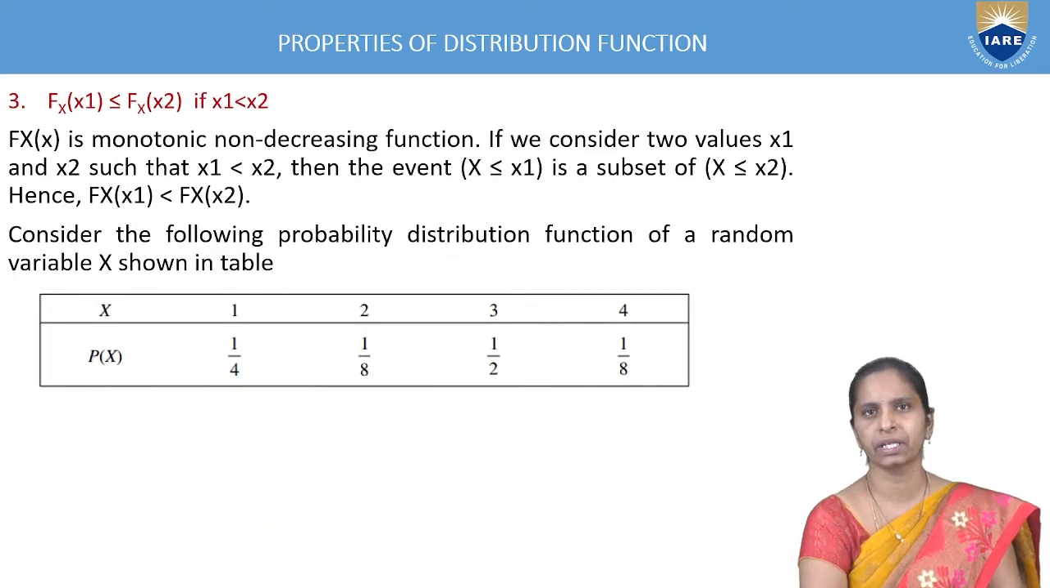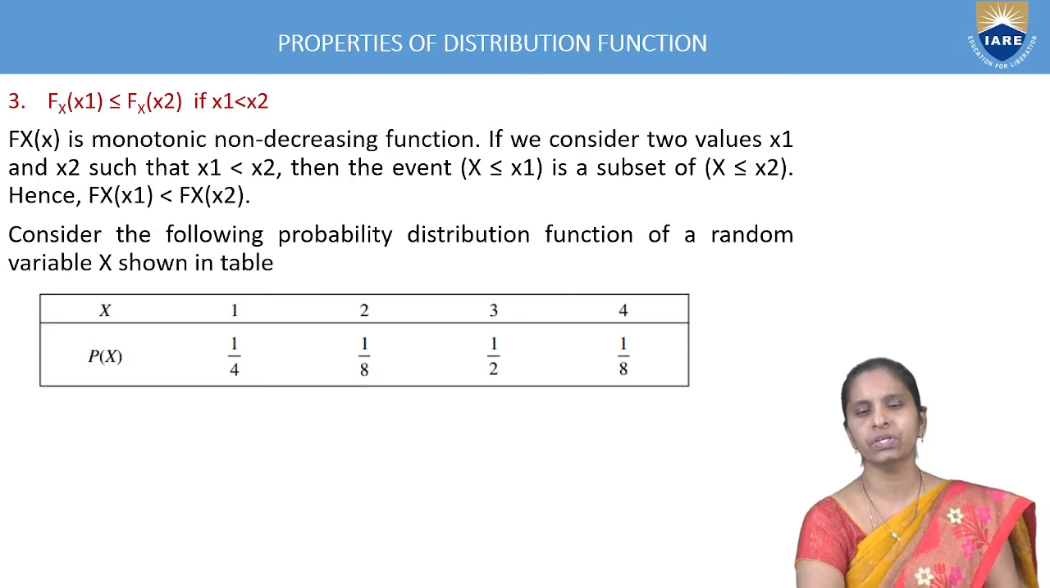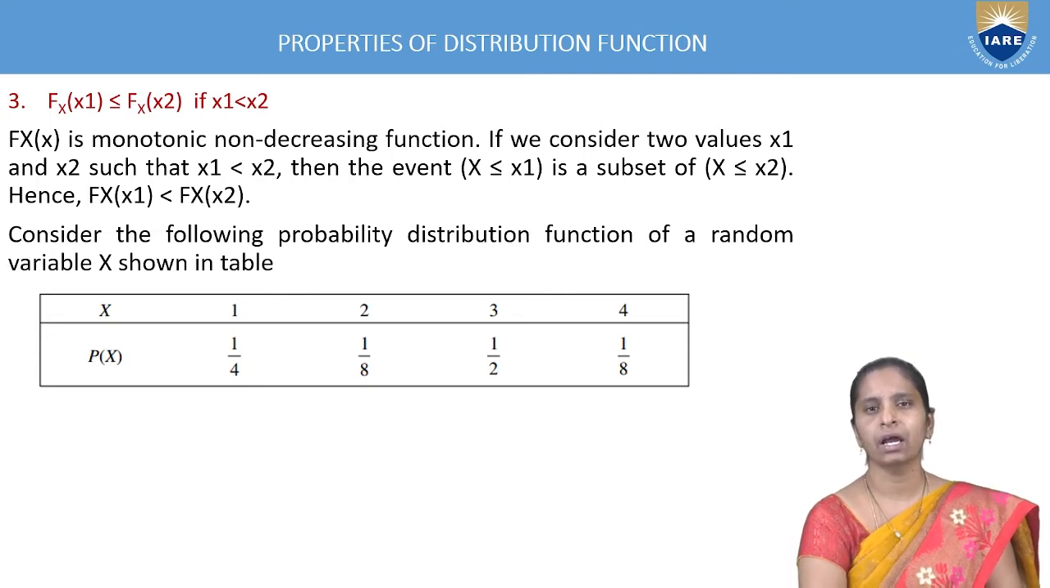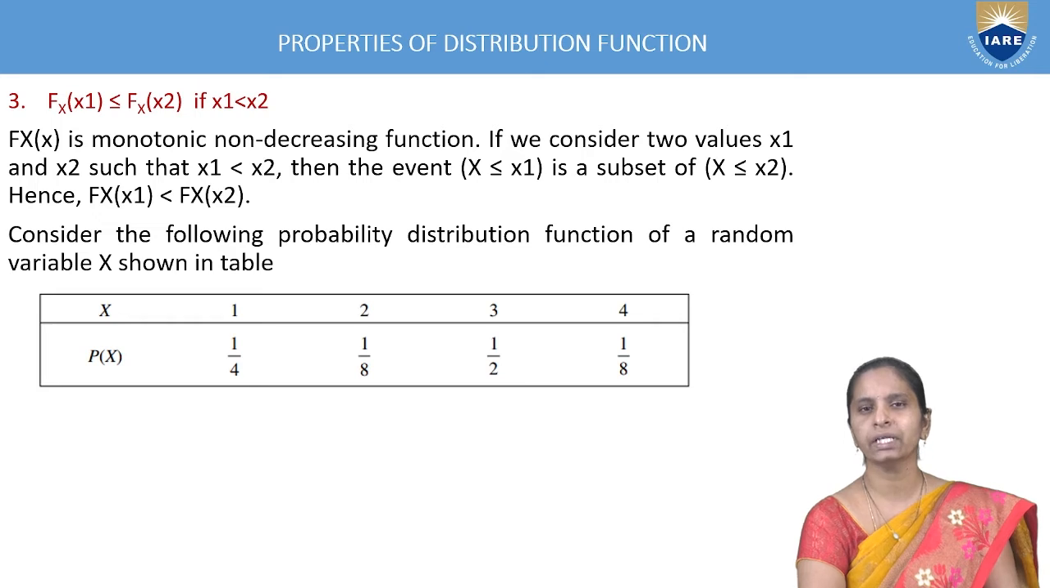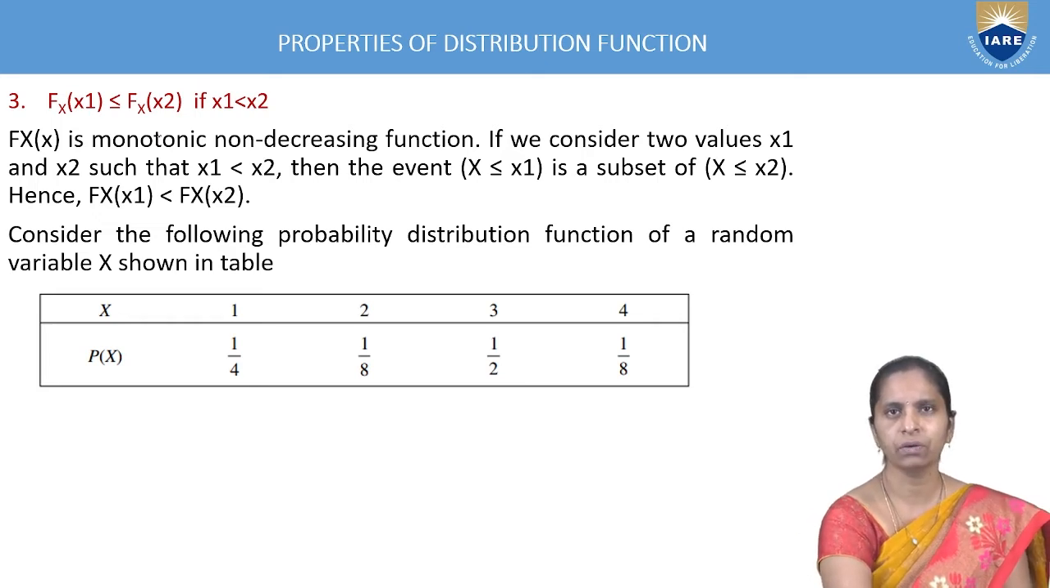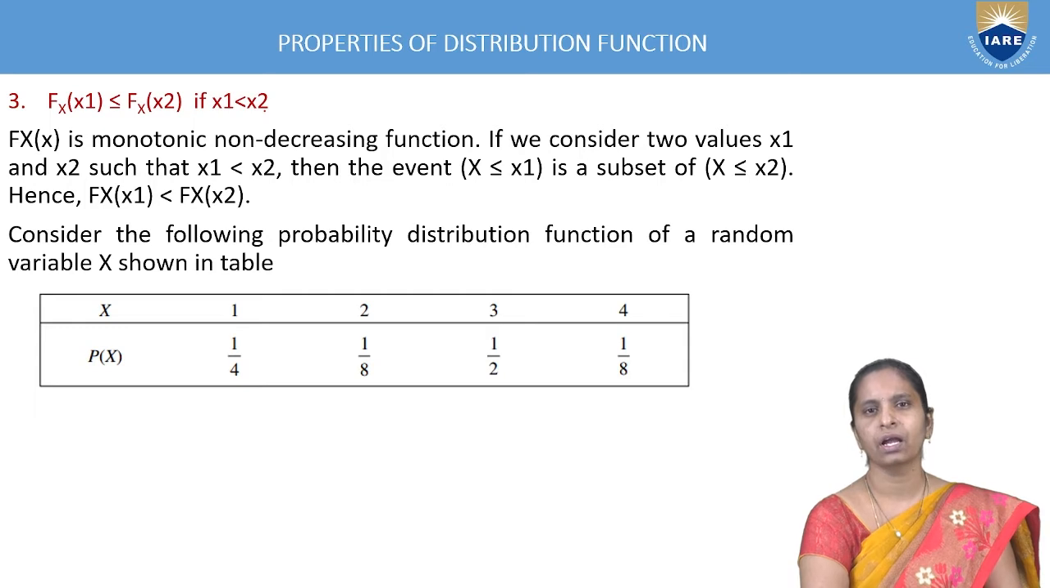And the third property states that the distribution function is an increasing function of x, or else we can define it as the distribution function is always a non-decreasing function of x. What does it mean? Fx of x1 is less than or equal to Fx of x2 if x1 is less than x2. In order to verify this, I am taking an example.